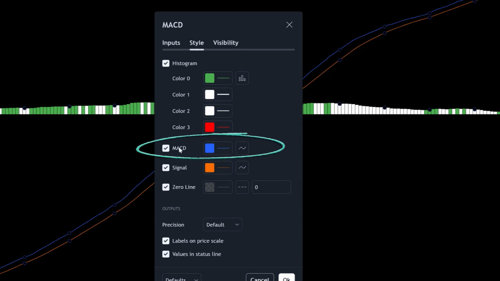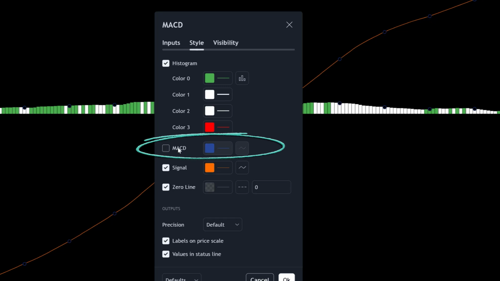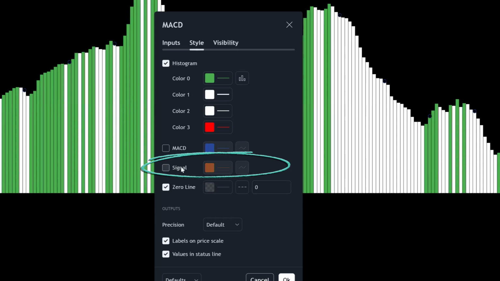Now let's focus on the MACD line and the signal line. Since our primary focus is on the histogram, we can disable the MACD and signal options to declutter our chart and make it easier to analyze the information we need.